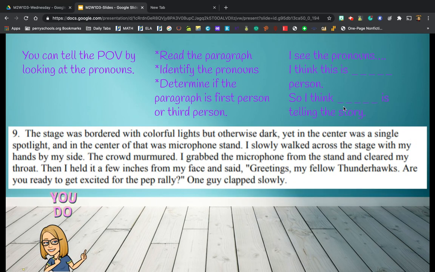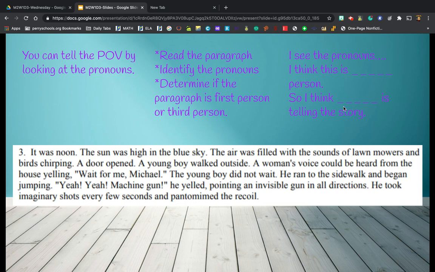All right, let's do one more and then you guys have yours. So we're going to read this paragraph again. It was noon. The sun was high in the blue sky. The air was filled with the sounds of lawnmowers and birds chirping. A door opened. A young boy walked outside. A woman's voice could be heard from the house yelling, "Wait for me, Michael!" The young boy did not wait. He ran to the sidewalk and began jumping. "Yeah, machine gun!" he yelled, pointing an invisible gun in all directions. He took imaginary shots every few seconds and pantomimed the recoil.